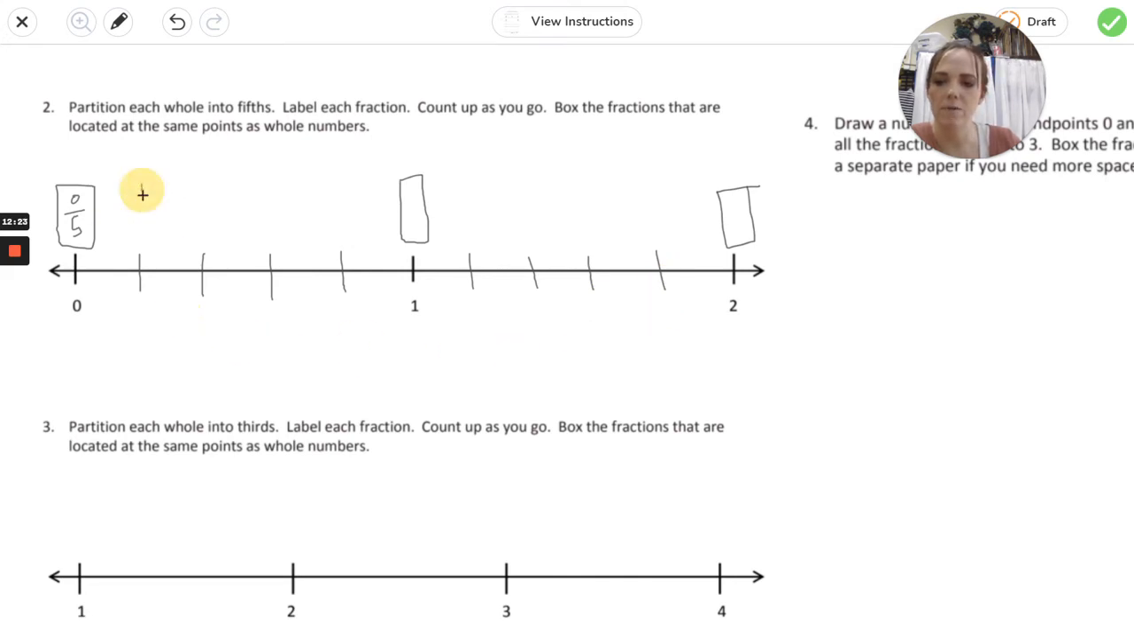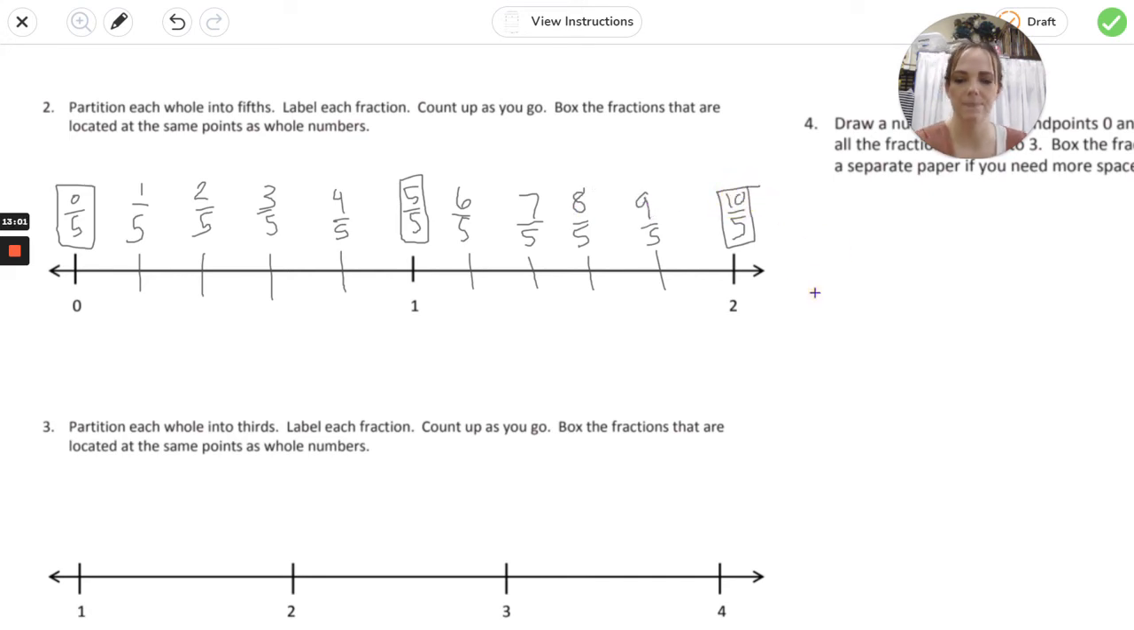So after 0 fifths, I have 1 fifth and 2 fifths, 3 fifths, 4 fifths, 5 fifths. I have the entire thing filled, so that's 5 fifths. I'm going to go ahead and fill in my denominator on all of these. That won't change. Every one of these wholes is cut into 5 equal parts. And then after 5 fifths is 6 fifths, 7 fifths, 8 fifths, 9 fifths, 10 fifths.